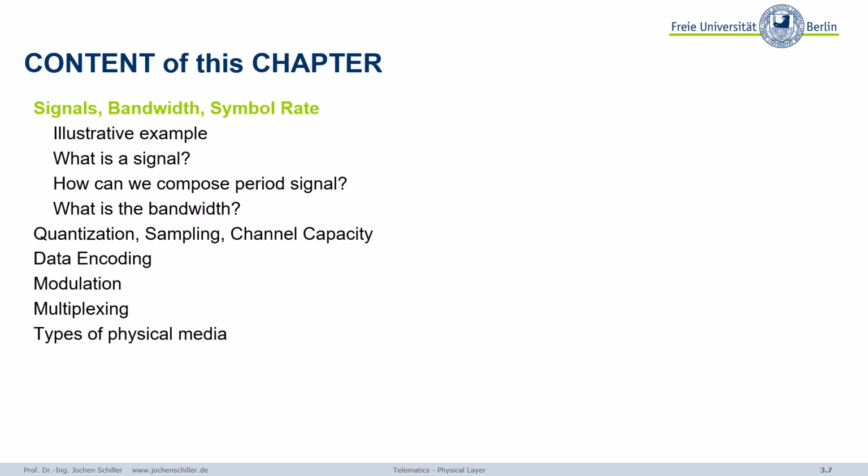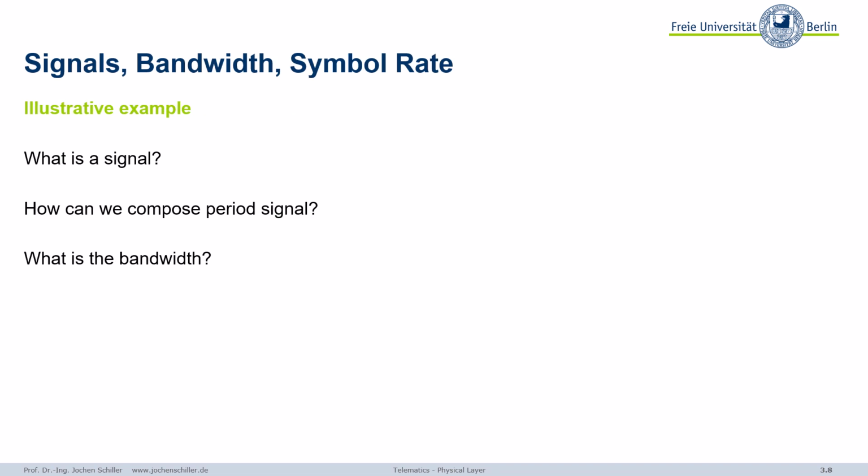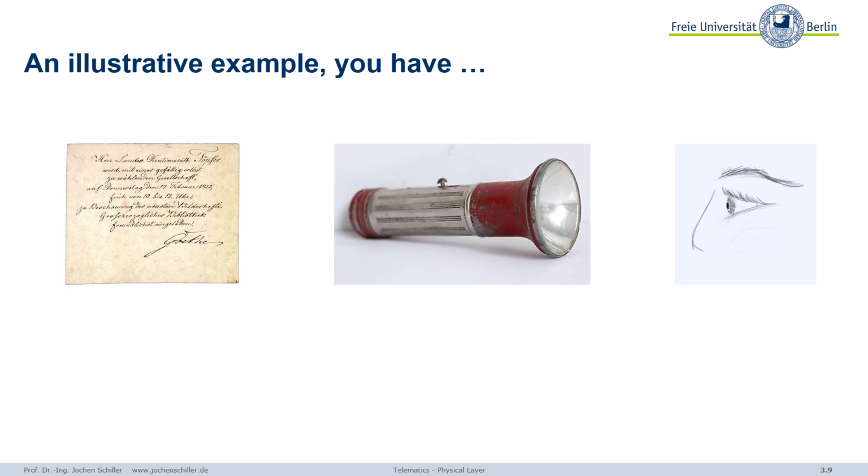So we start with signals, bandwidth, symbol rates, and just with an example. What is a signal at all? And how can we compose certain signal types, etc. So, an example. This is something written by Johann Wolfgang Goethe, and we want to transmit it.